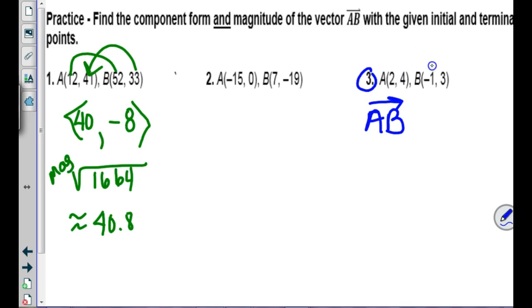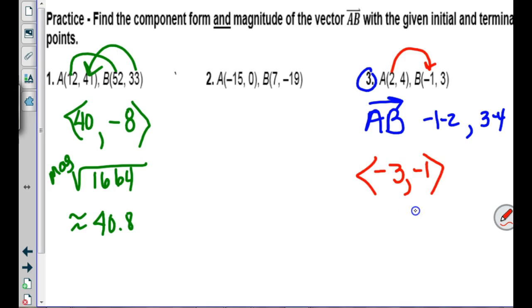So this one is negative 1 minus 2 and 3 minus 4. Or like I would say to myself, 2 went left 3 to become negative 1, and then 4 went down 1 to become 3. Everybody good? You're going to get the signs right? Okay, then just do Pythagorean theorem. I think that's square root of 10, isn't it? Which is 3 point something.